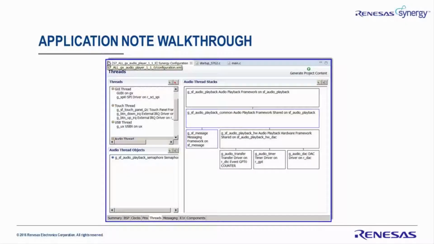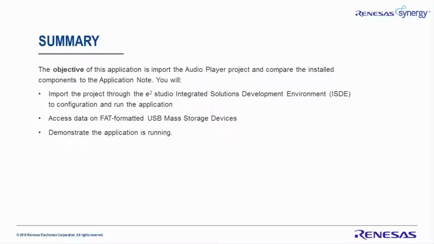Now that the project is installed, you can compare the configuration in E² Studio with the application note. You can start by running the configuration perspective. You should focus on the source code layout, thread layout, thread initialization, thread resources, inter-thread communication, message processing, audio thread processing, and GUI structure. The objective of this application is to import the audio player project and compare the installed components to the application note.